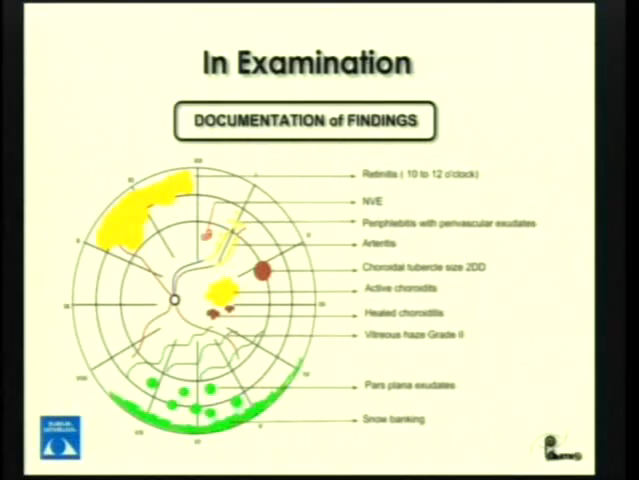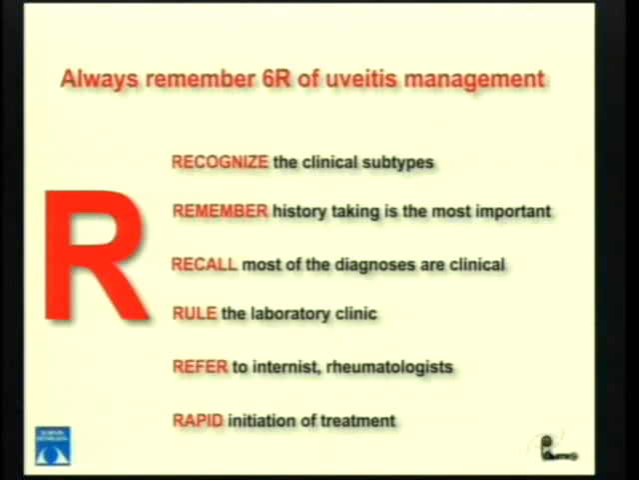In practice, just remember these 6 mantras of uveitis management. Recognize the clinical subtypes. Remember that history taking is the most important step in uveitis management. Recall that most of the diagnoses are clinical. Rule the laboratory, don't be a slave to it. Refer to an internist or rheumatologist if you are in doubt. Refer to seniors and start rapid treatment, which can save the patient's eye.